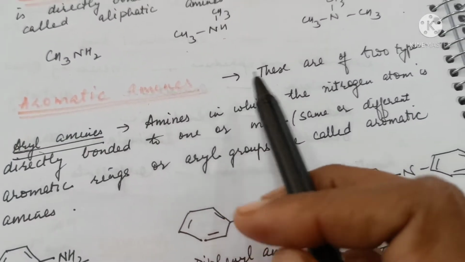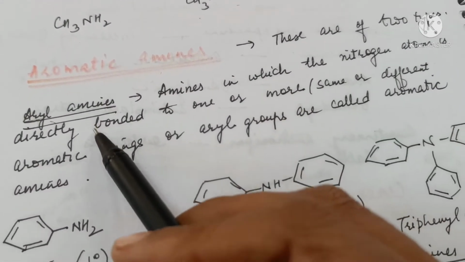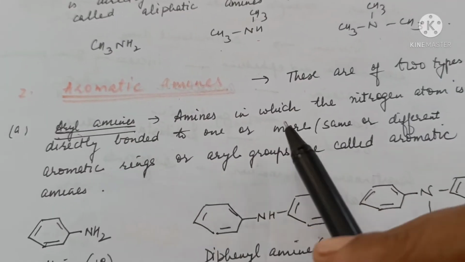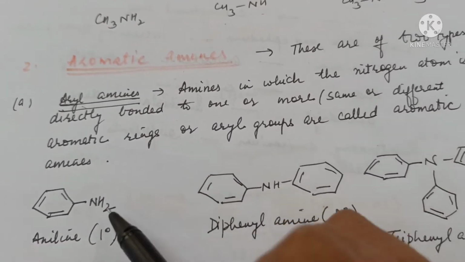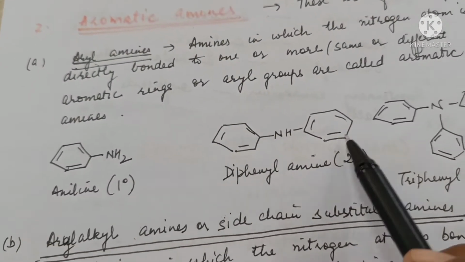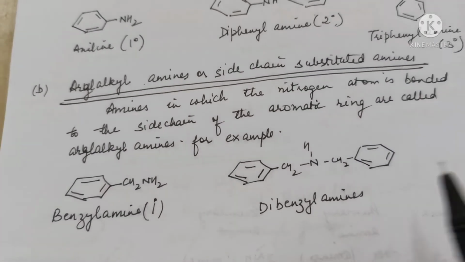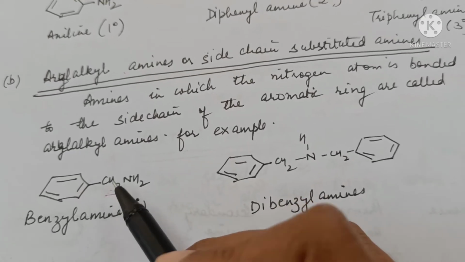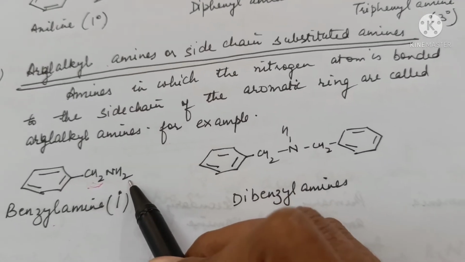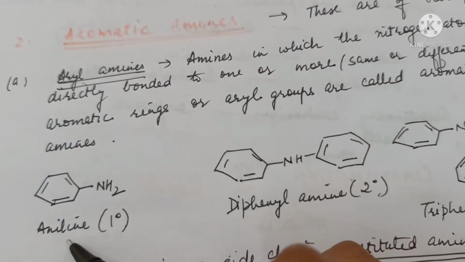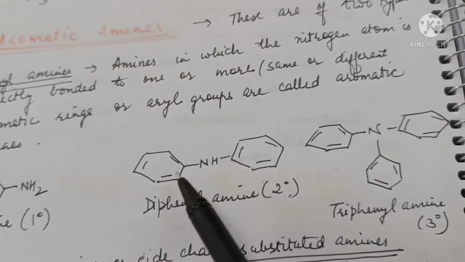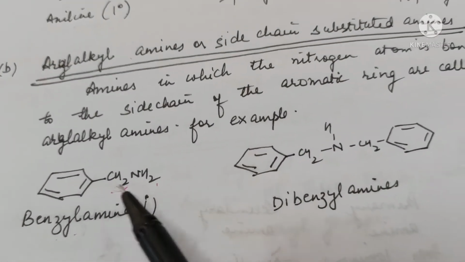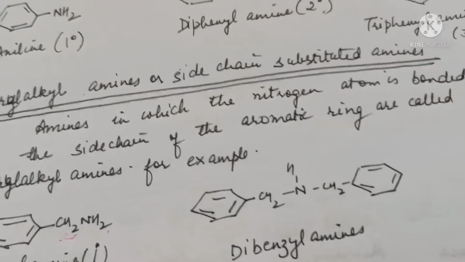Aromatic amines, these are again of two types: aryl amines and aryl alkyl amines. Amines in which the nitrogen atom is directly bonded to one or more same or different aromatic rings or aryl groups are called aromatic amines, and the amines in which nitrogen atom is bonded to side chain of the aromatic ring are called aryl alkyl amines. So aryl amines can be aniline, C6H5NH2, diphenylamine, and triphenylamine. Arylalkylamine can be benzylamine, dibenzylamine, and so on.